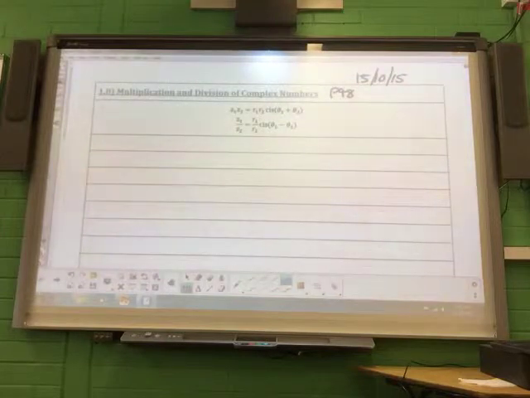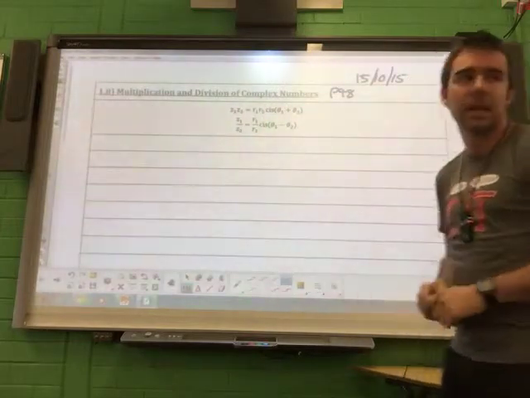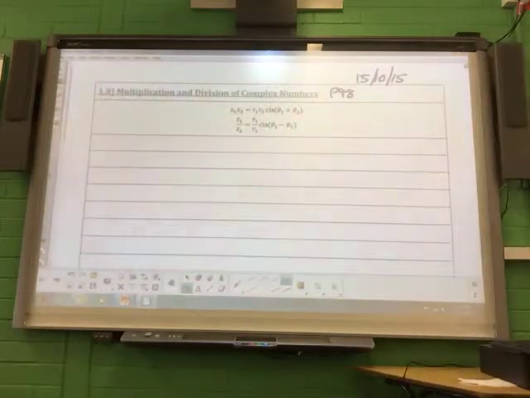We multiply them together, we can set them up into modulus argument form, and what we can do is actually multiply the modulus together and add the arguments together, when we're multiplying. When we're dividing, we divide the modulus of both z1 and z2, so that's r1 and r2, and we do a subtraction of the argument of z2 from the argument of z1.